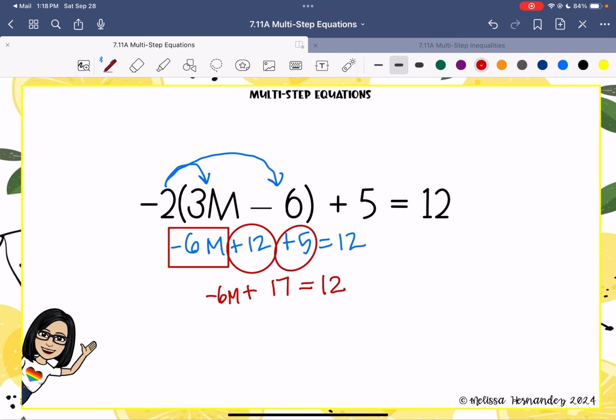Now I have a two-step equation. The 17 came from 12 plus 5. Now I can subtract 17 on both sides because that is the opposite. So now I'm left with -6m equals -5. I have to get rid of that -6, so I'll divide both sides by -6. When you divide something by itself, it just gives you 1. So my solution is m is equal to -5 over -6, which really is a +5/6. And this is totally okay. Just leave it like that.